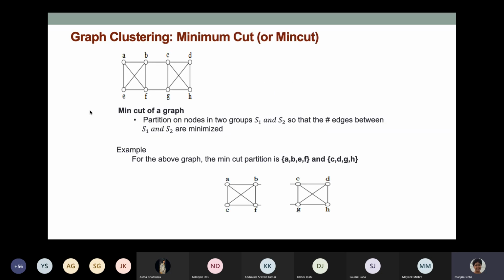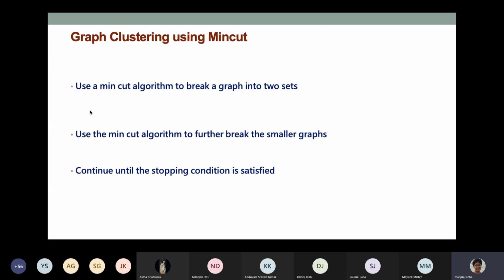Now understand one thing. We are using the minimum cut approach to do graph clustering. We are not learning minimum cut here. There is an algorithm in graph theory to identify the min cut in a graph. We are using that approach to divide graphs into two sets of subgraphs, and we are doing graph clustering in this way.